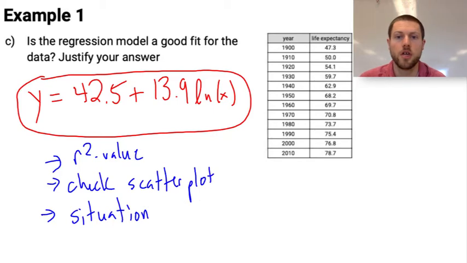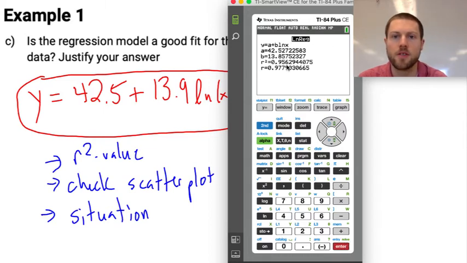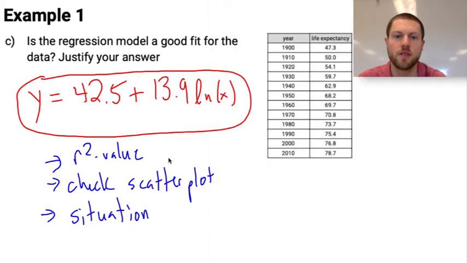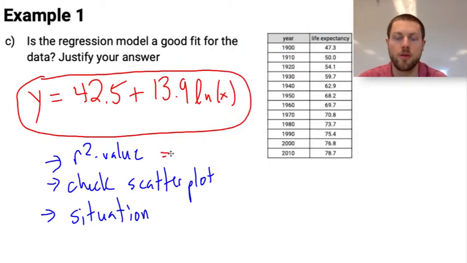So in order to check out what that r squared is, let's go back over to the calculator, run our regression one more time. And that r squared is 0.956. So we can write that down. And that's a pretty good r squared value. Again, we want it to be closer to 1. The closer to 1, the stronger it is. So that's a good r squared value to talk about the strength.